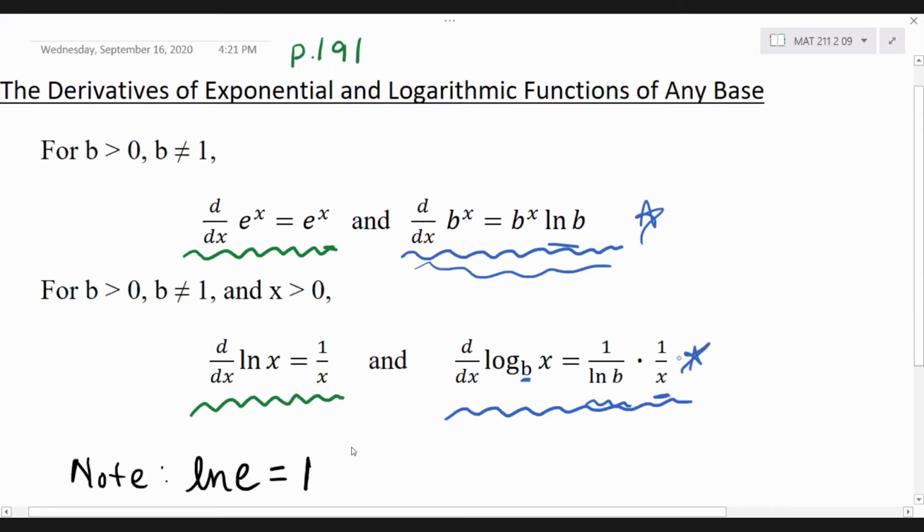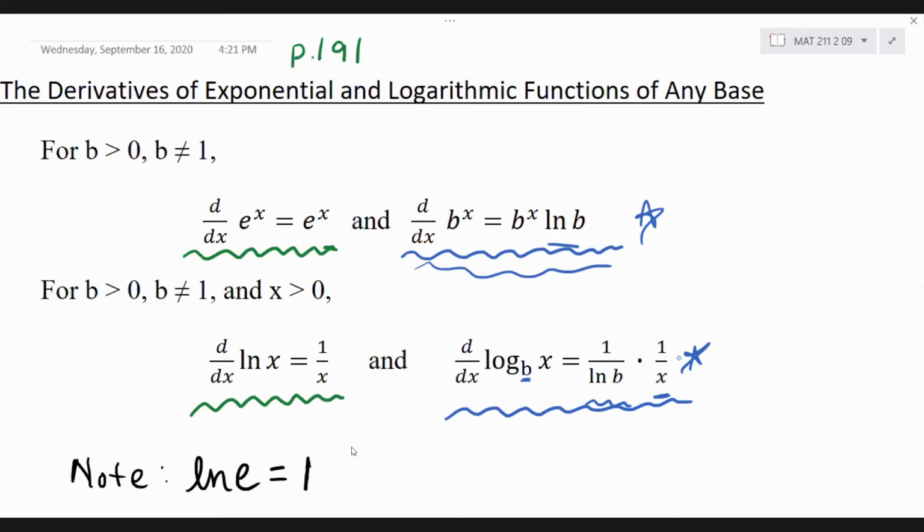I have a quick question. How does b to the x become b to the x with the natural log of b? I'm not understanding where that natural log of b is coming in. Or is that just the rule and that's just the way it is? That is just the rule. We can go through the process of where that comes from, but it is also in the book. On page 191, yes.